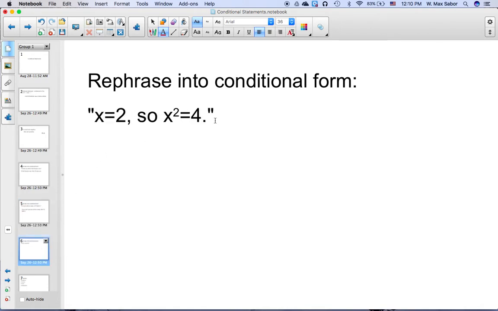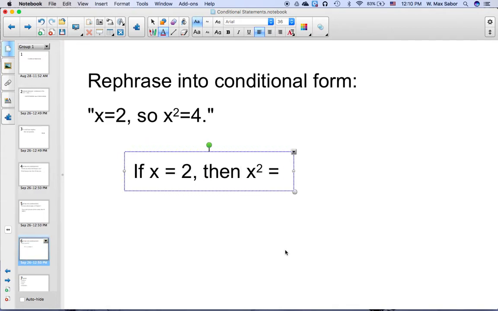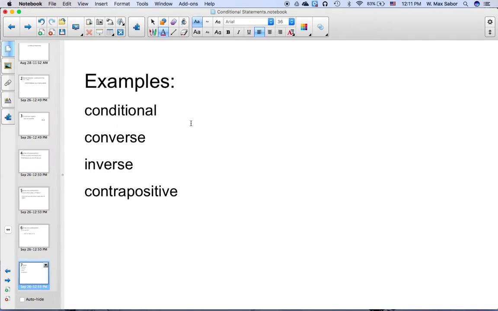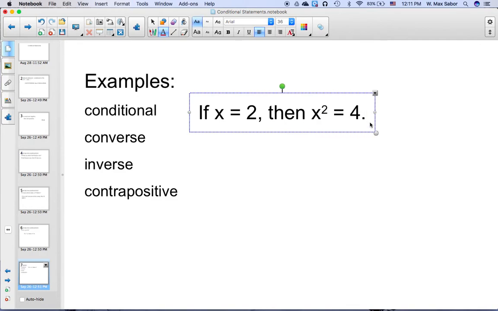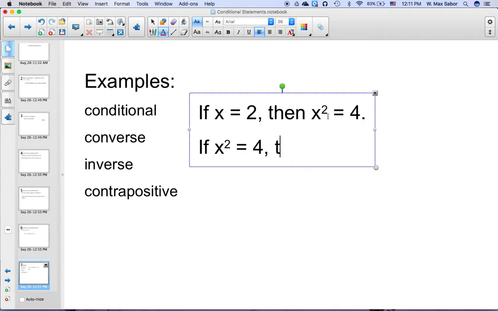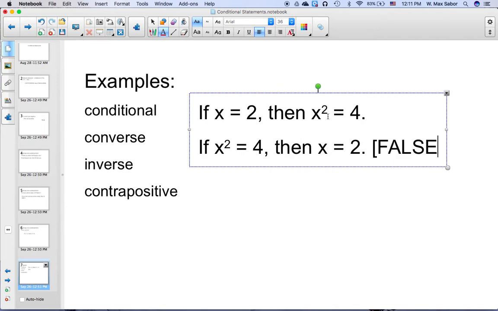X equals 2, so x squared equals 4. If x equals 2, then x squared equals 4. And that's true. You can square both sides and then get x squared equals 2 times 2 is 4. Great. So we have ways of changing conditional statements from our original, if x equals 2, then x squared equals 4. The converse of that statement is to switch these. So this part switches with that part. So if x squared equals 4, then x equals 2. And this one happens to be false because x could be -2. But that's what the converse is.